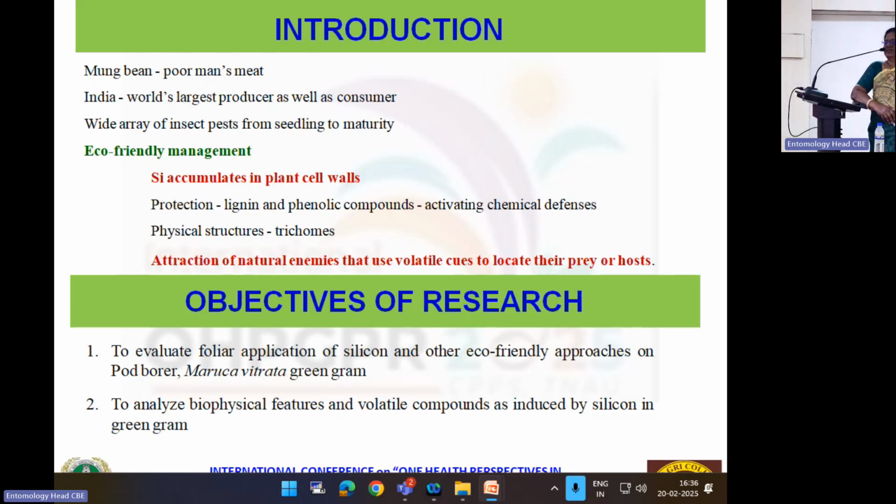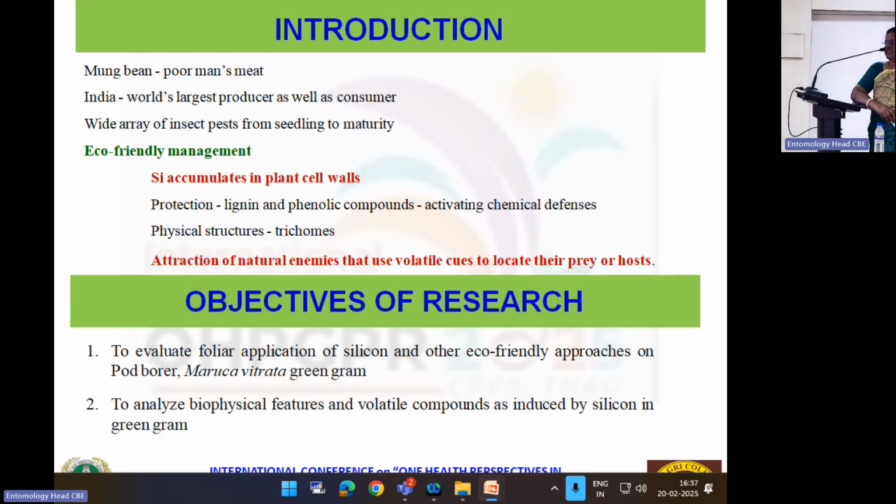For managing the insect pests, in general, farmers are adopting insecticides. So in order to avoid the 3 capital R problems, as Dr. Suganti pointed out, that is residue, resistance, and resurgence, we are in a position to switch over to eco-friendly approaches. One of the eco-friendly approaches is exogenous application of silicon.